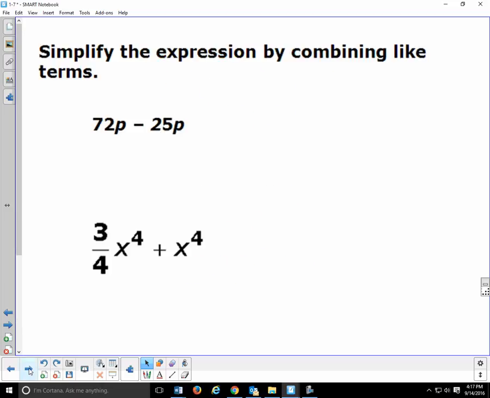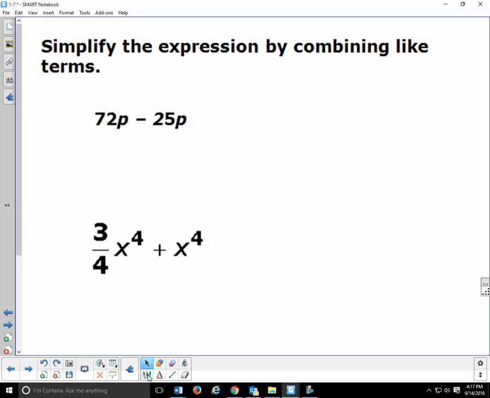Last ones I'm going to do. Maybe try a couple on your own. So we're going to simplify. We're going to combine the things that are alike, combine like terms. We're just going to make it simpler. So 72 p's minus 25 p's. If they're both p's, think about maybe peas on a plate. So you're eating peas. You got 72 peas, and you need to eat 25 peas. How many peas are you going to have left?